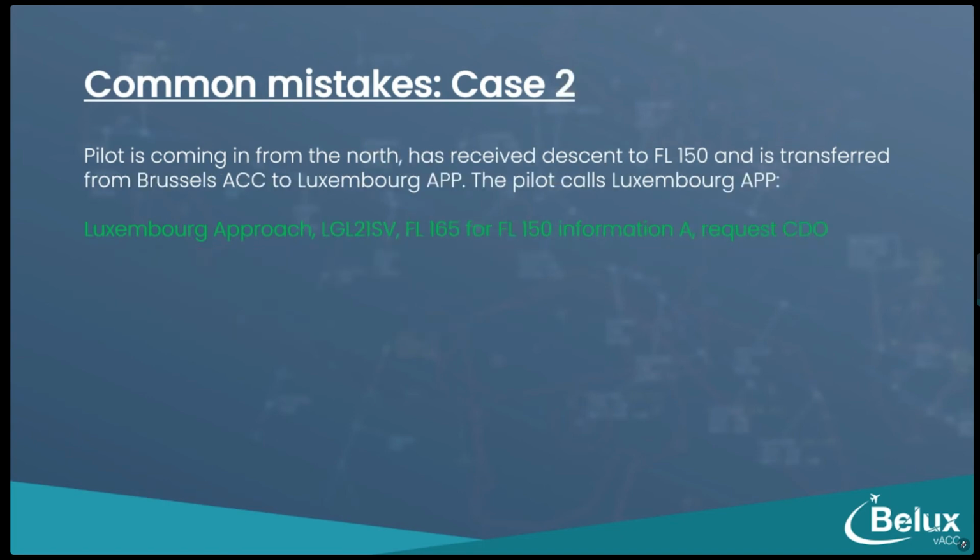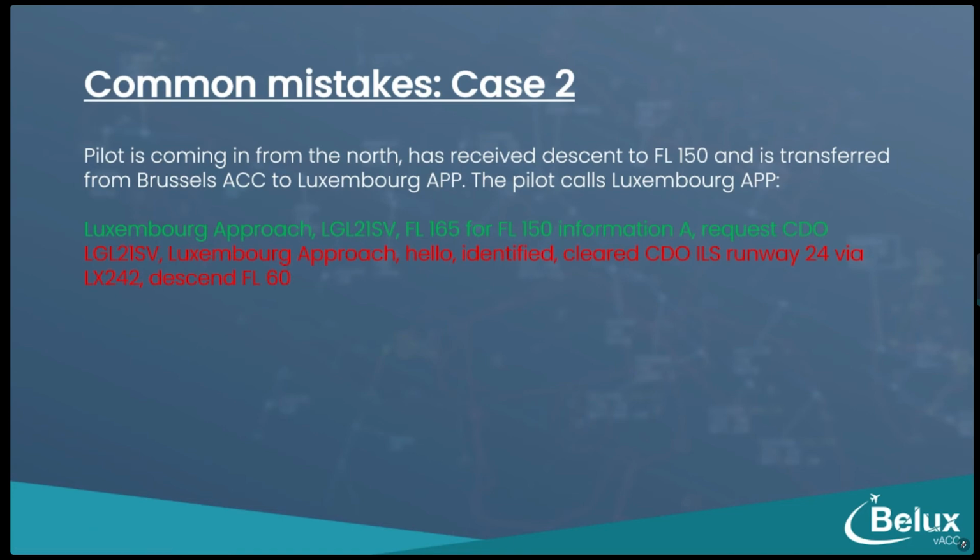150, information Alpha, requests CDO. The controller answers, Luxair 210 Victor, Luxembourg Approach, hello, identified, cleared CDO, ILS runway 24 via Lima X-ray 242, descent flight level 60. Okay, what went wrong? So the pilot calls and requests CDO, and then the controller answers, okay, cleared CDO via, and then the waypoint, descent flight level 60.